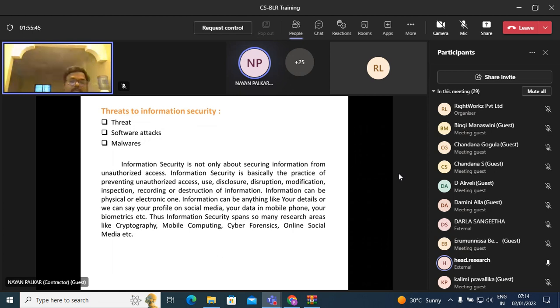Information can be physical or electronic. The information can be anything, like your details, your profile on social media, your data in your mobile phone, your biometrics, etc. Thus, information security spans many research areas like cryptography, mobile computing, cyber forensics, online social media, etc. This is about information security.